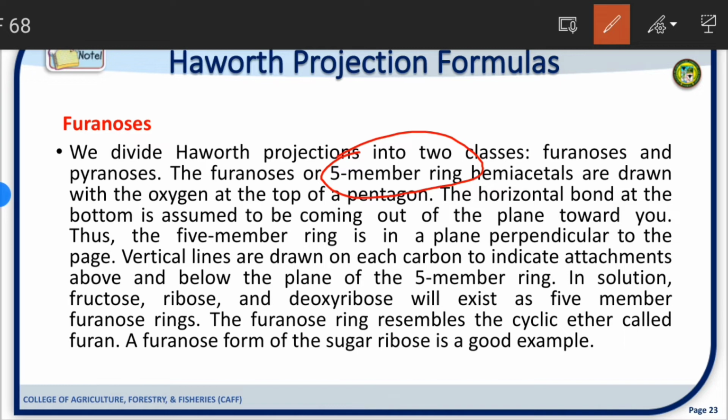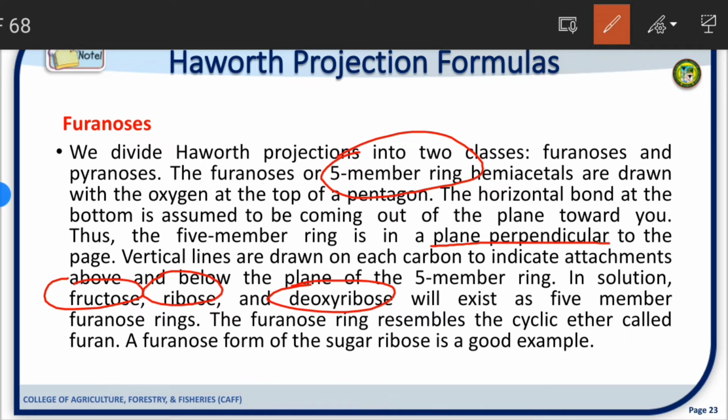Thus, the 5-membered ring is in a plane perpendicular to the page. The vertical lines, on the other hand, are drawn in each carbon to indicate attachments above and below the plane of the 5-membered ring. In solution, the fructose, ribose, and the deoxyribose will exist as 5-membered furanose rings. The furanose ring resembles the cyclic ether called furan.